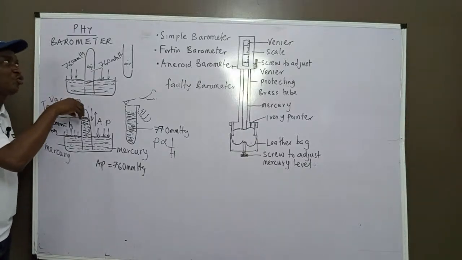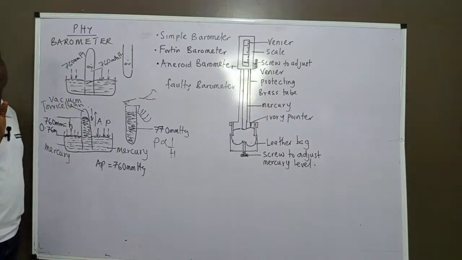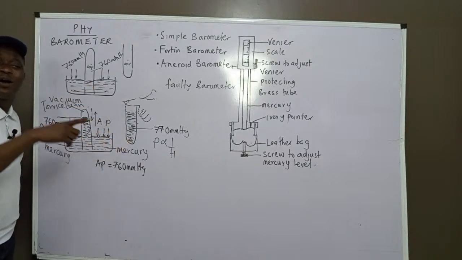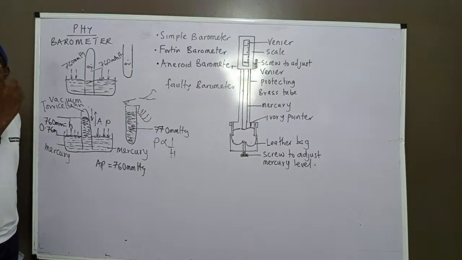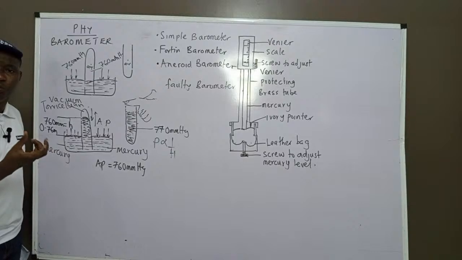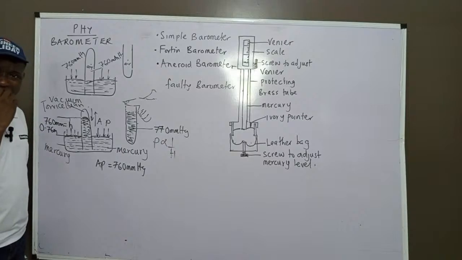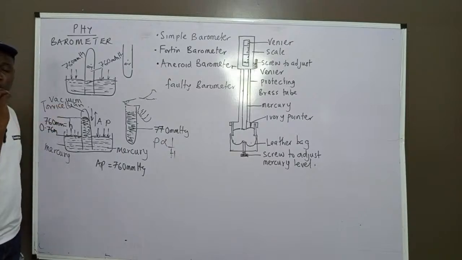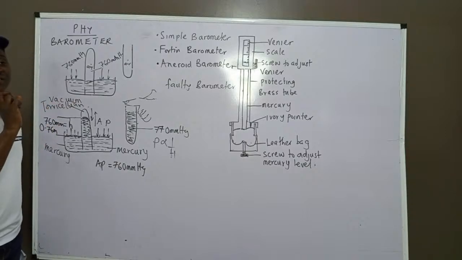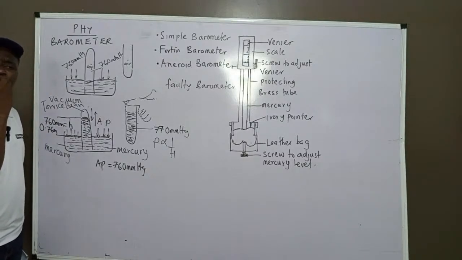Water cannot be used as a barometer because it has a low density. And if you use water, the tube we are going to require would be about 10.4, approximately 10 meters. Imagine using a long tube like that. Such a tube is not easily come by. You cannot easily see them. So that's why we prefer to use mercury, because it has a higher density than water.